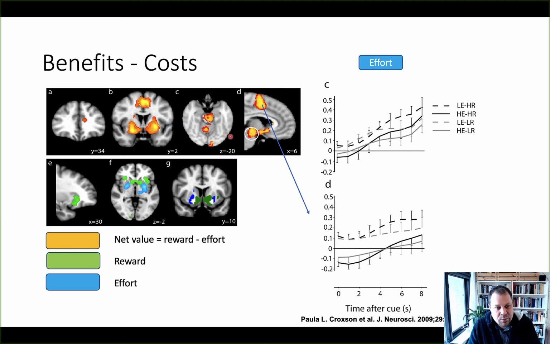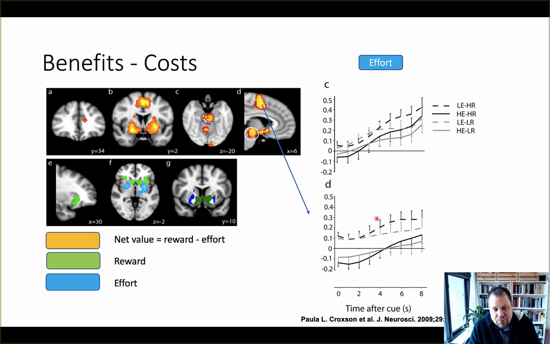And there's this region here in the dorsal anterior cingulate cortex, which is basically showing a distinction only at the level of effort. They do not distinguish between high reward and low reward. You can see this basically by the fact that these lines do overlap here. So we have the low effort trials in the high reward and the low effort trials in the low reward condition, showing a larger bold response than the high effort trials in the high reward and the high effort trials in the low reward condition.